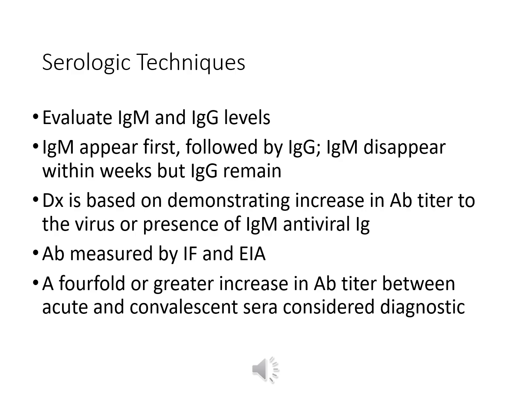Diagnosis can be based on demonstrating an increase in the antibody titer to the virus or the presence of an IgM antiviral immunoglobulin. Antibodies are typically measured by immunofluorescence or enzyme immunoassay. And what we're looking for is a 4-fold increase in titer between acute, which is that first part of the infection, the IgM, and convalescent, which is that later stage of the infection, where the IgG is the only one that's left.